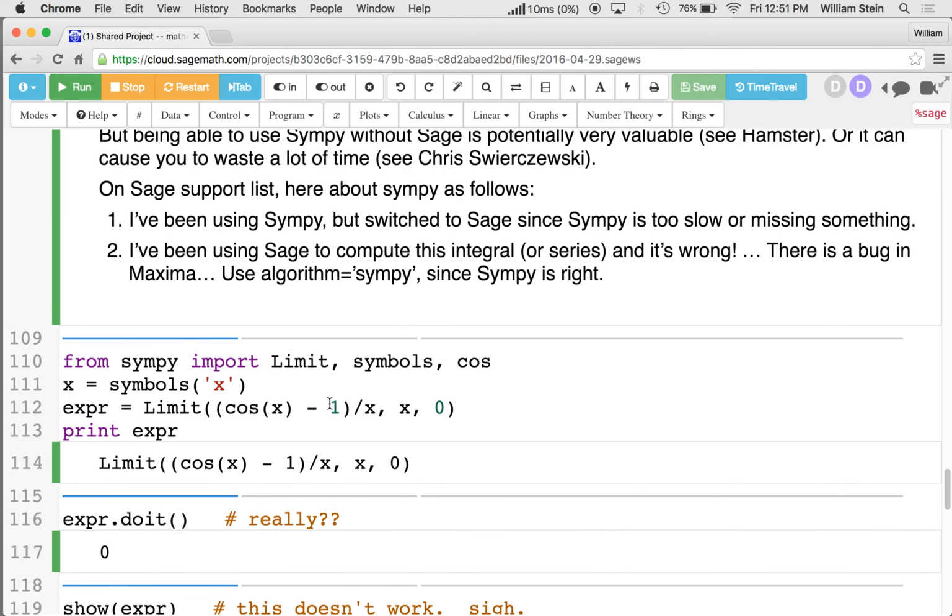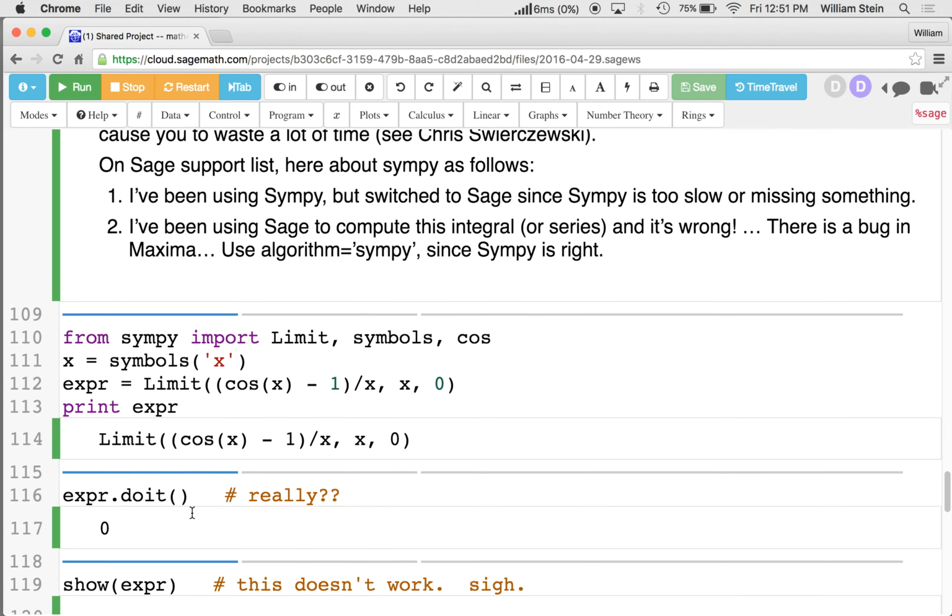So here's an example of using SymPy. You say from SymPy import some things, and then it's pretty similar, except instead of var, you have symbols, and for some reason it's uppercase limit. And instead of simplify or something, you have a doit function. I don't know, it looks a little silly to me, especially with no underscore, and it seems a little too informal, but whatever.